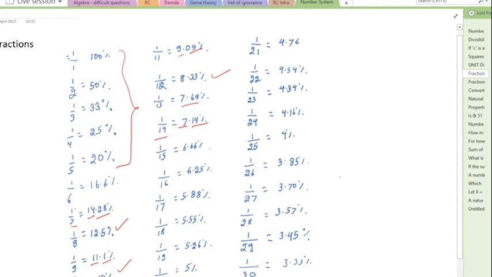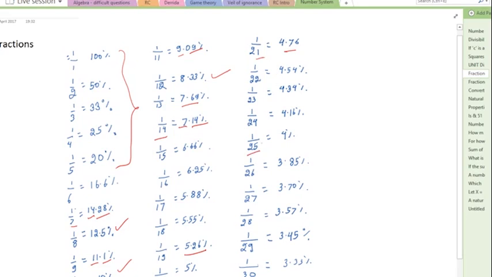1 by 19 is 5.26%, which is 0.26 ahead of 5. And 1 by 21 is 4.76, which is roughly 0.24 behind 5. So that way you can remember a bit ahead and a bit behind, about 0.25 decimal points. So 1 by 19 and 1 by 21.